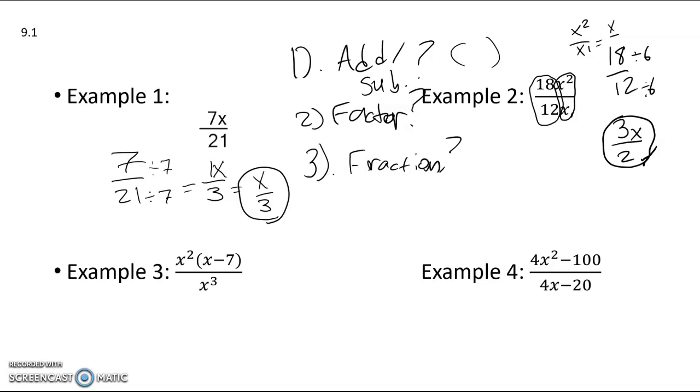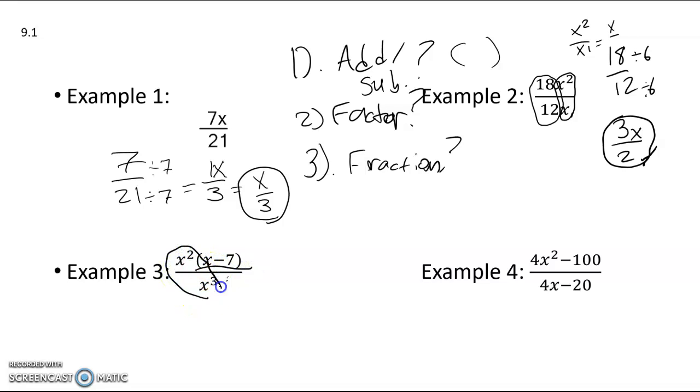Now, example 3 has a little bit of something extra going on. I have an x squared and an x cubed on the top and bottom, and then in parentheses I have an x minus 7. In order to cancel out this x minus 7, I would need another copy of this factor down here, another x minus 7. But since I don't have another x minus 7, I can't do anything with it. I can't simplify inside the parentheses with what's down here. I can only do that with what's outside the parentheses. So this x minus 7 is going to stay.